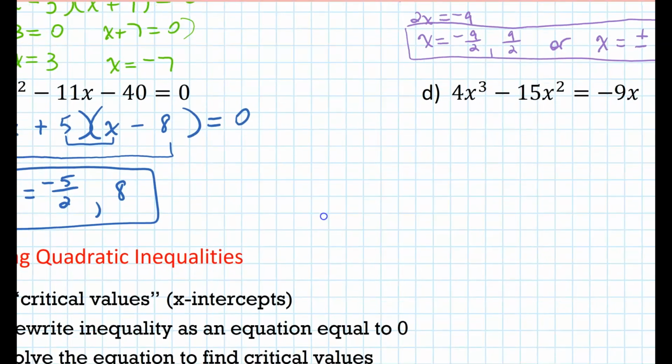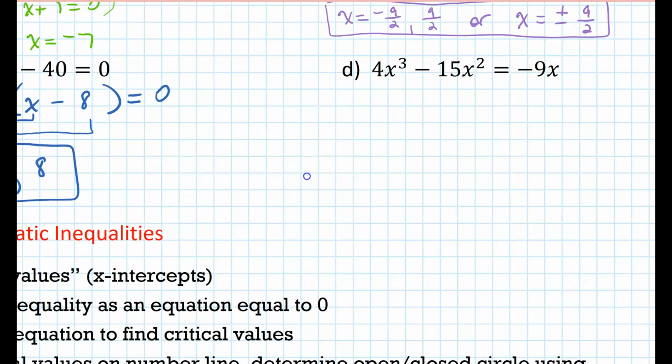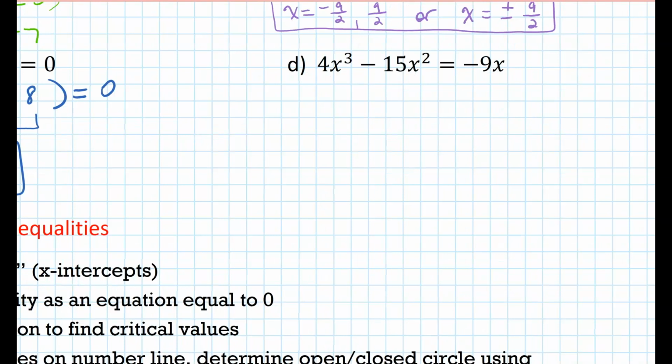All right. Our next one. 4x cubed minus 15x squared is equal to negative 9x. What should we do first? Add the 9x to the other side so that we are set equal to 0. Okay, 4x cubed minus 15x squared plus 9x. We are now equal to 0.